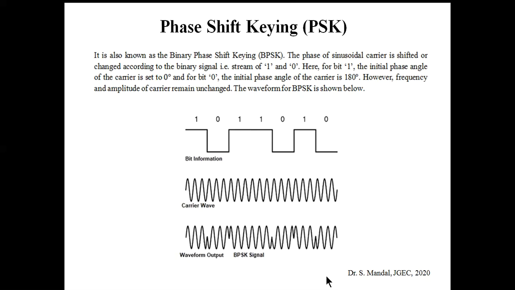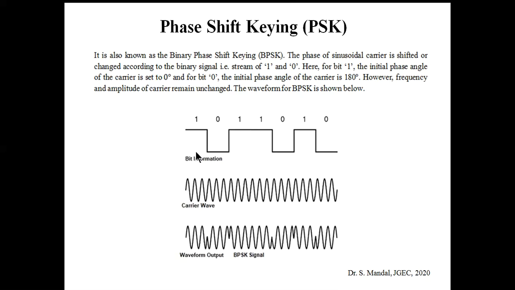Now, if the input binary bit is 1, the initial phase angle for the carrier will be 0 degree. Whereas, if the incoming bit is 0, the initial phase angle for the carrier will be 180 degree. However, for the BPSK, the frequency and the amplitude of the carrier will remain unchanged. But what property will be changed? The phase of the carrier. That's why we call it BPSK, or binary phase shift keying.